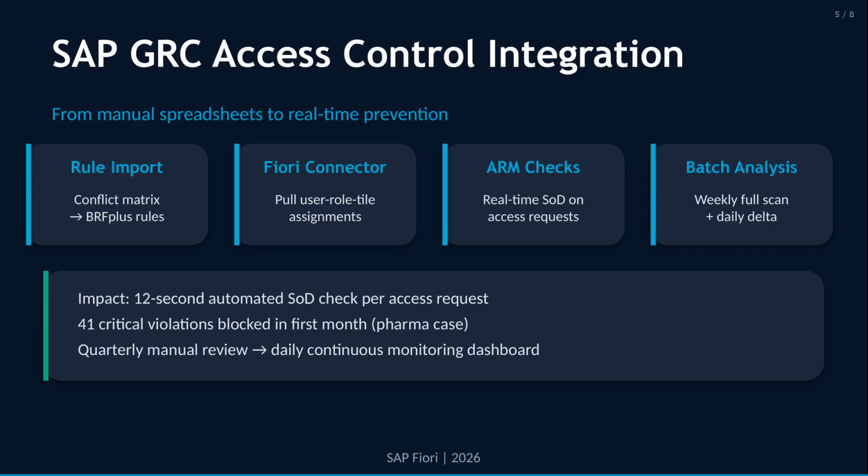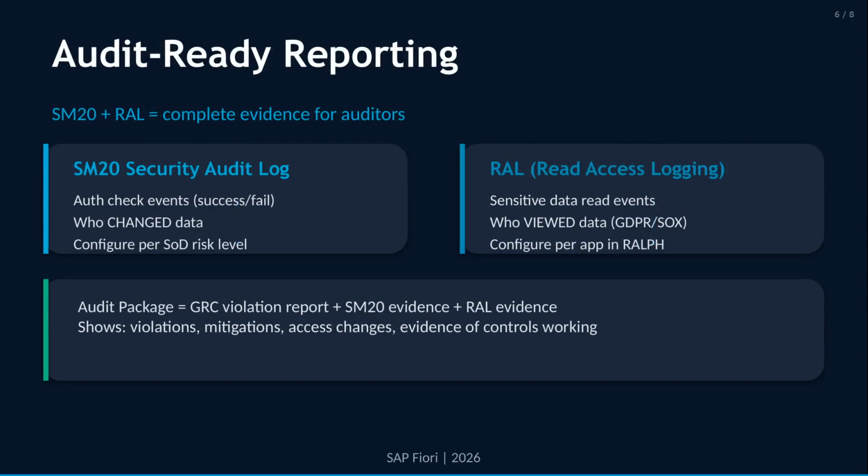Third, enable automated provisioning workflows. When a user requests access to a new Fiori app through the GRC Access Request Management, or ARM, the system automatically checks for SOD conflicts against your Fiori-specific rules before the request is approved. GRC 12.0 Fiori connector availability: confirm minimum version and required support packs.